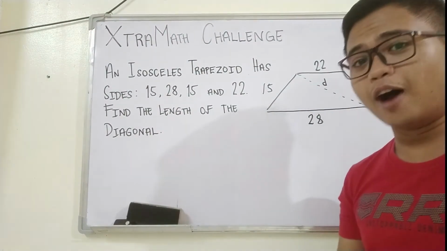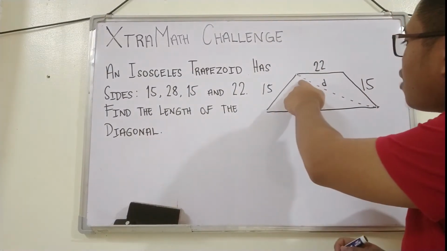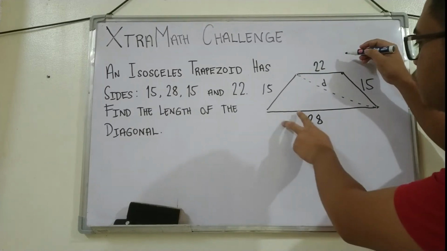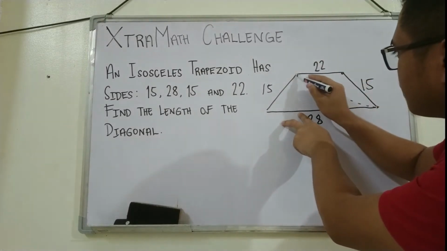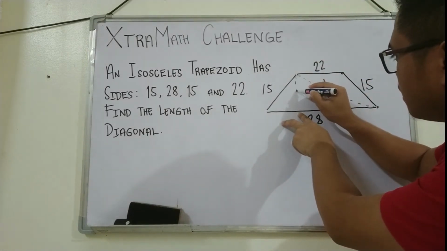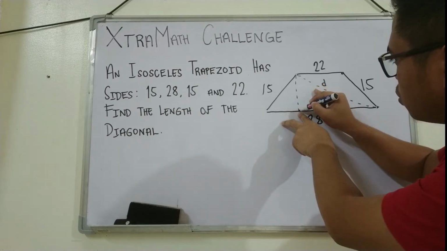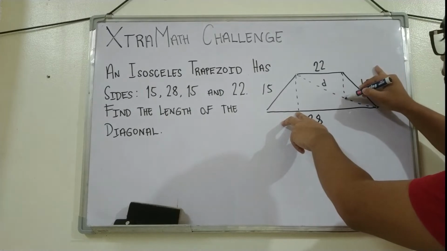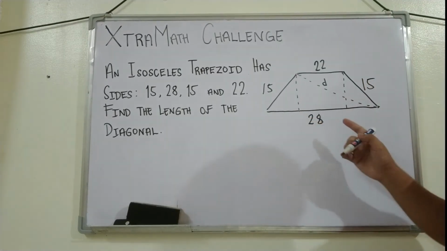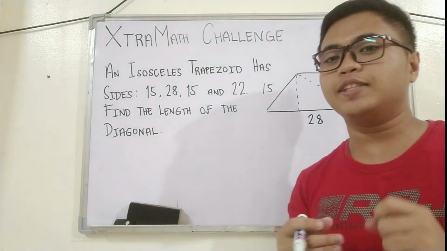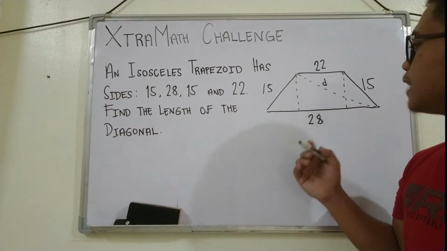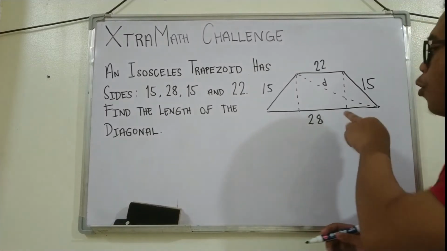Okay? Now, we'll now have our height. To have our height in a trapezoid, we have to connect these two. This is the height. Also here. Now, as you can see, we had formed a rectangle. Okay? We had formed a rectangle.